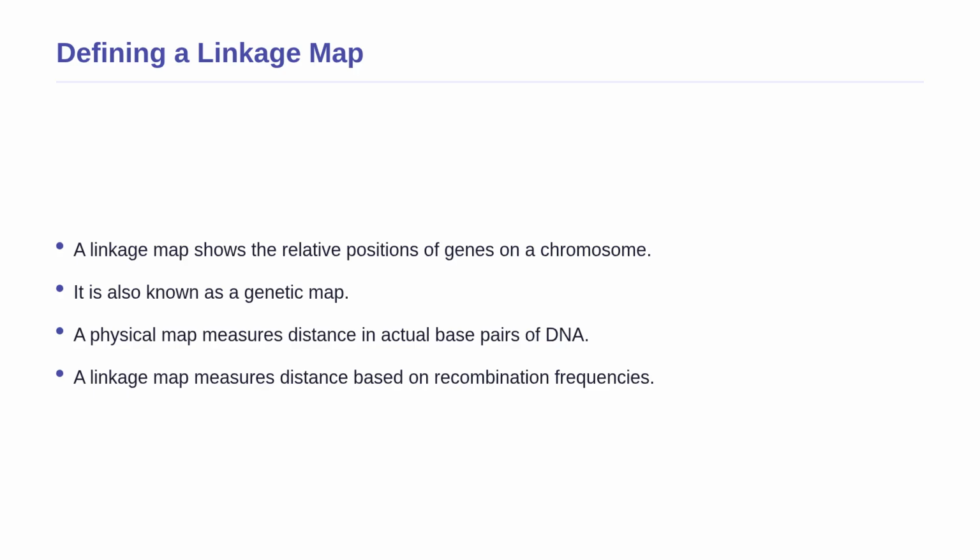Building on that idea of crossing over, let us formally define what a linkage map is. A linkage map, which is also known as a genetic map, is a linear diagram showing the relative positions of genes on a specific chromosome. It is important to distinguish this from a physical map. A physical map measures the absolute distance between genes in actual base pairs of DNA, much like measuring a road in miles. A linkage map, however, measures distance based entirely on recombination frequencies, how often those genetic roadblocks occur. This gives us a functional map of how traits are inherited together.